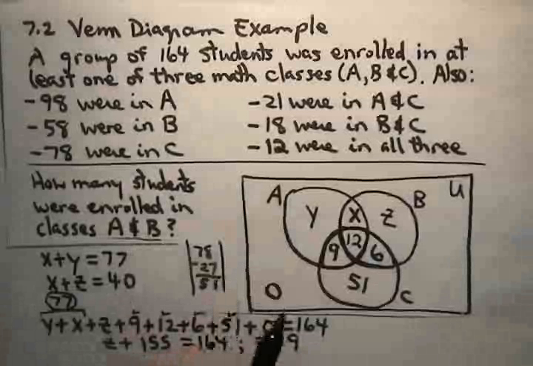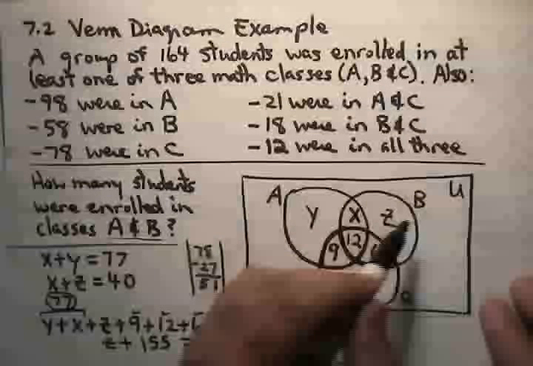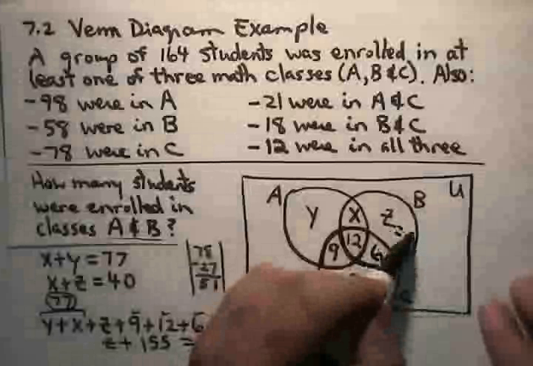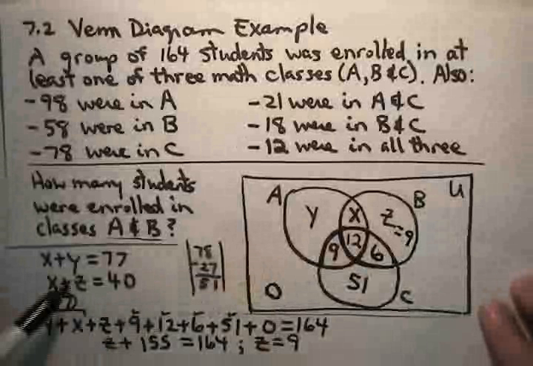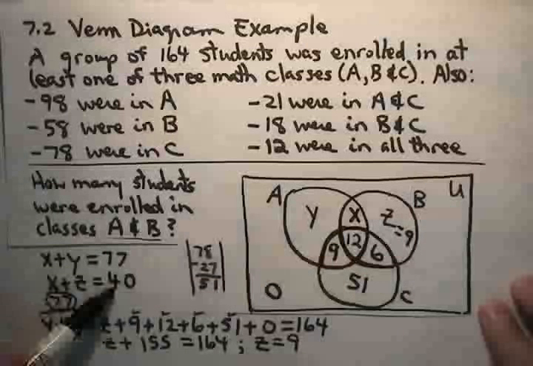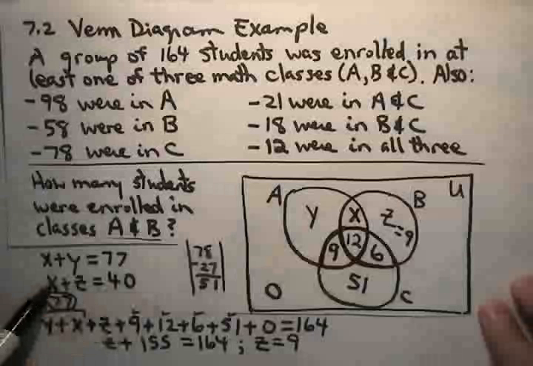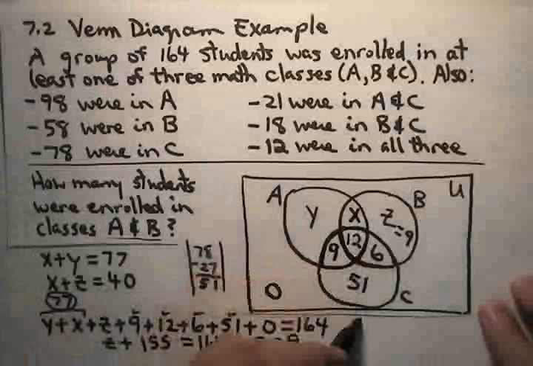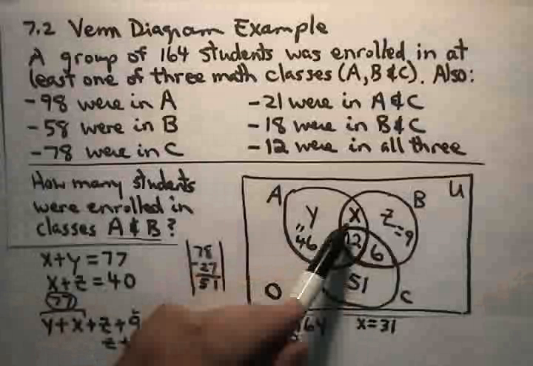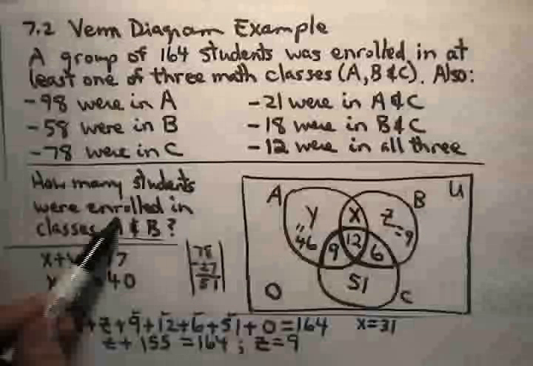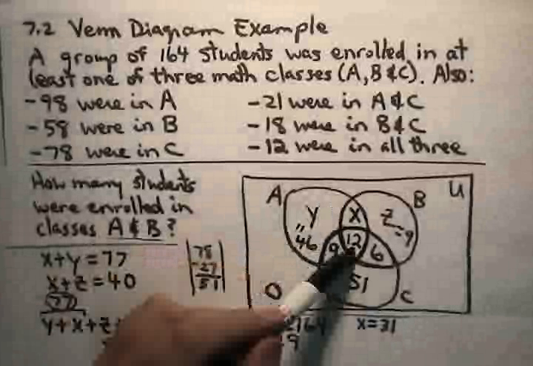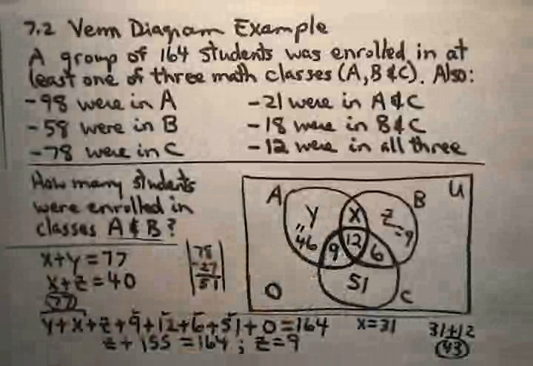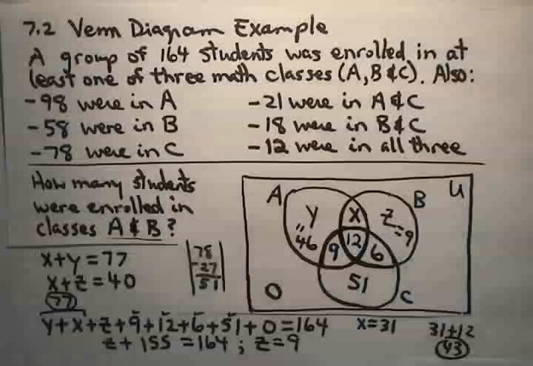So now I know that there are 9 in here. I know that Z plus X is going to equal 40, and Z is 9, so X must be 31. I don't really have room to put that in there. And finally, if X is 31, then the question they ask, how many students are enrolled in A and B, which is this football-shaped region here, would be 31 plus 12, or 43 students enrolled in classes A and B.